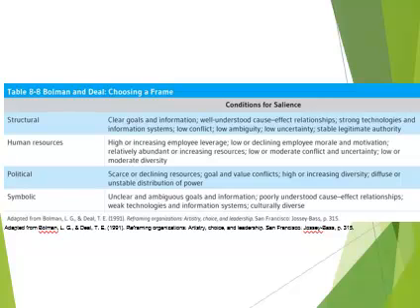The political is when there's declining resources and you need to find an increased diversity or make sure that there is an even distribution of power. And symbolic is used when there are unclear or ambiguous goals and information or poorly understood cause and effect relationships.